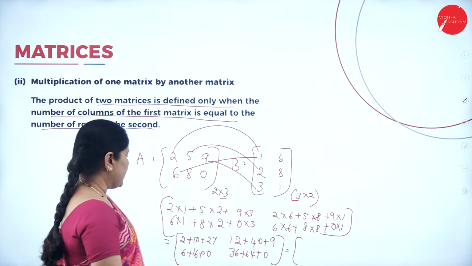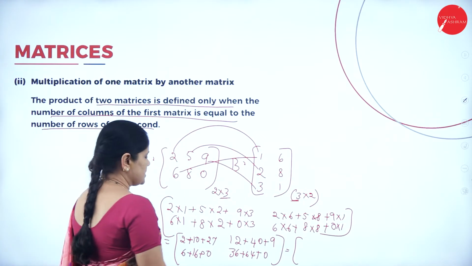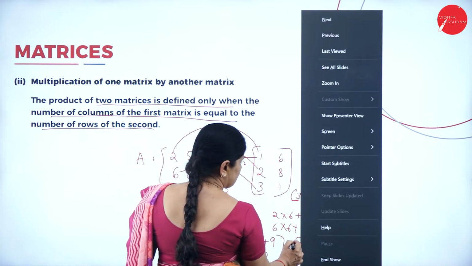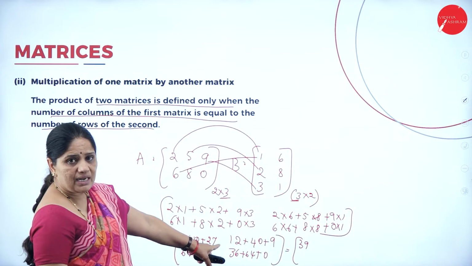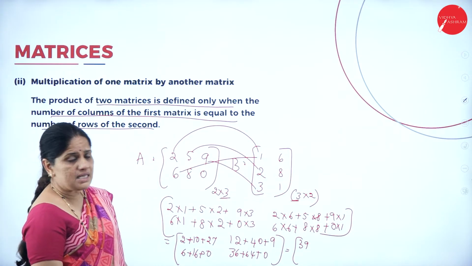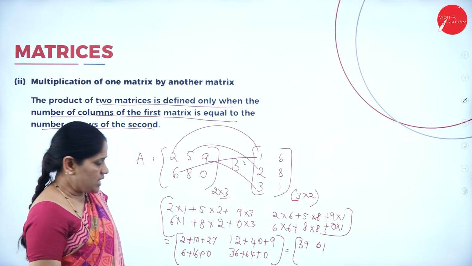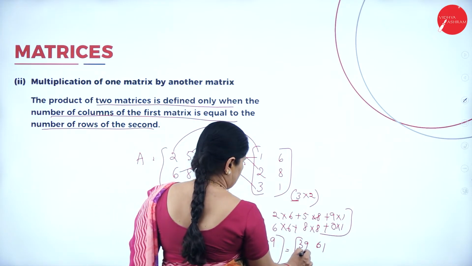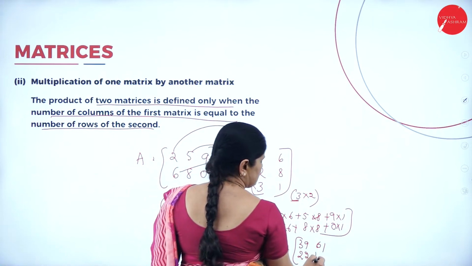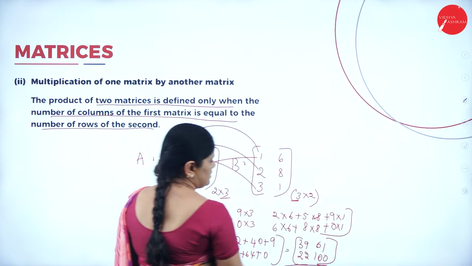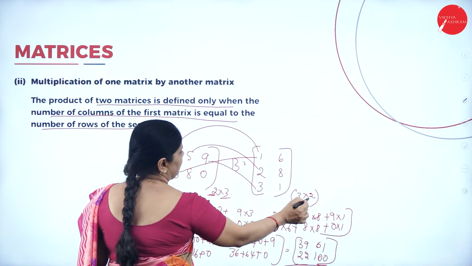Now when I add all this, 10 plus 2 is 12, 12 plus 27 is 39. Then 40 plus 12 is 52, 52 plus 9 is 61. 16 plus 6 is 22. 64 plus 36 is 100. So this is the answer. So we have to do this. So we get a matrix of order 2 by 2.